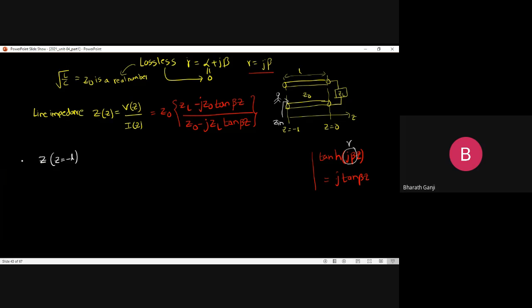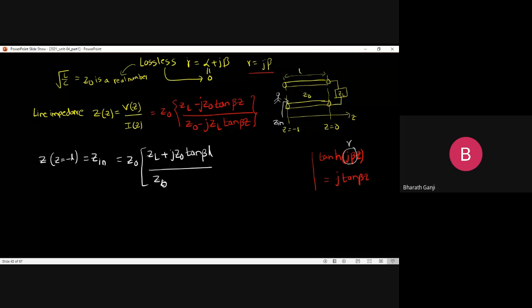So z is equal to minus L, and at that location we are asking for the impedance, which we call the input impedance Zin. What is it? In place of z we have to substitute minus L. So tan of a negative number becomes minus tan. So you get Z naught times ZL plus jZ naught tan beta L, divided by Z naught plus jZL tan beta L.